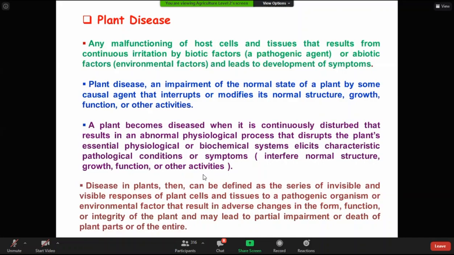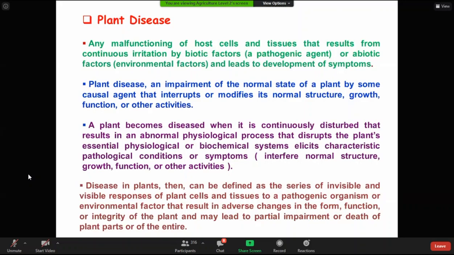Did you get the point? What's the summary of this slide? Malfunctioning of cells and tissues due to infection by pathogens or abiotic factors. If you improve your definition, interruption of normal growth, structure, and function due to pathogenic infection we call plant disease.